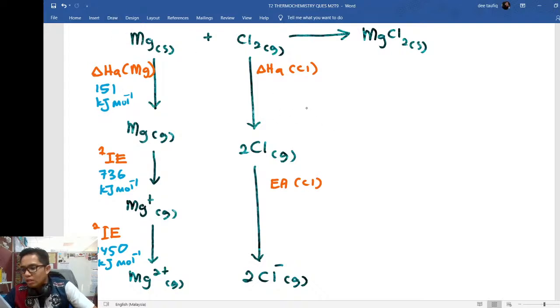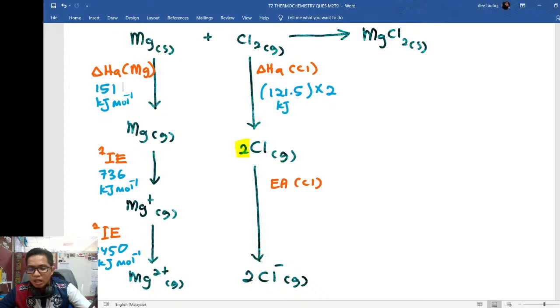Okay. The value is 1 to 1.5. Okay, dia bagi dalam tu kilojoule per mole, kJ per mole. So yang ni saya biarkan dalam unit kJ sebab saya kena darab 2. Why I must multiply with 2? Because we are producing 2 mole of gas atom.